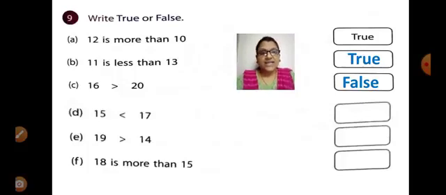Next, D. 15 is less than 17. Yes, this is a correct statement. Hence, we will write true. Next, 19 is more than 14. Yes, children, 19 is more than 14. Hence, we will write true.